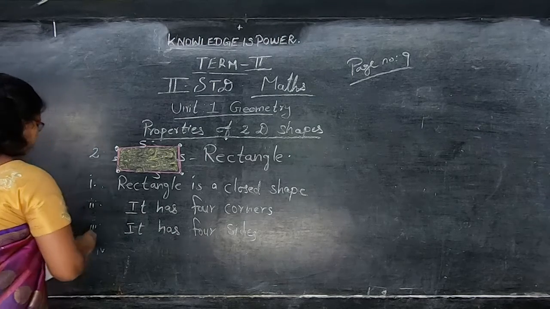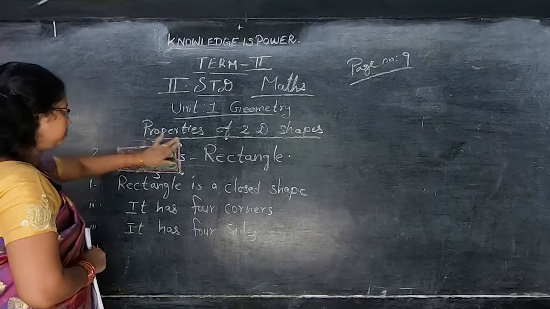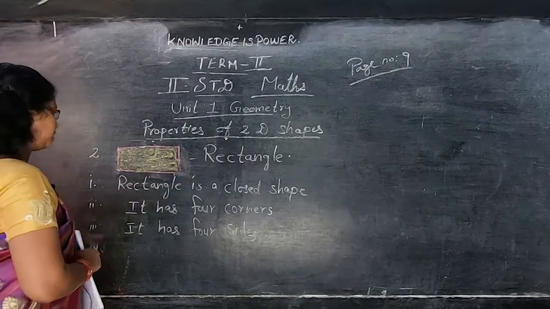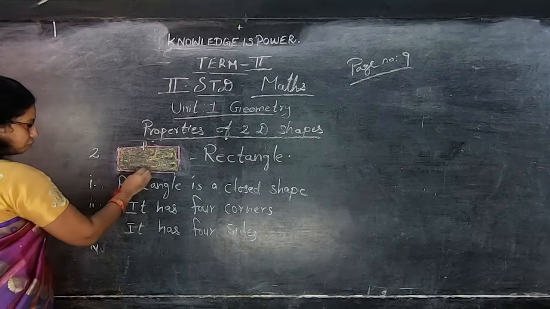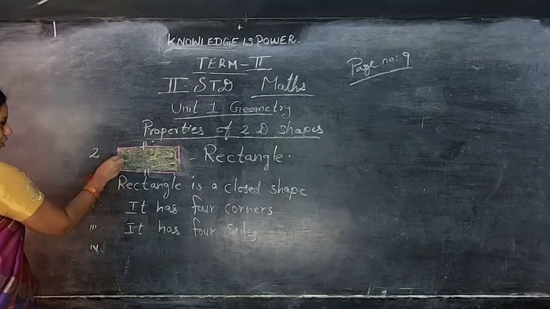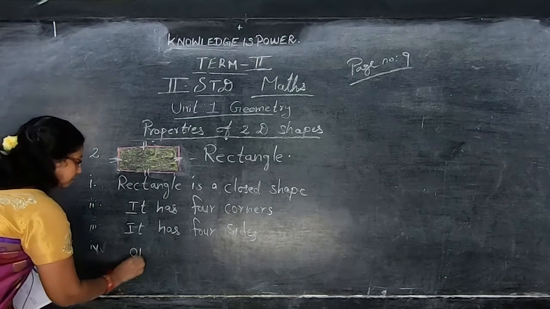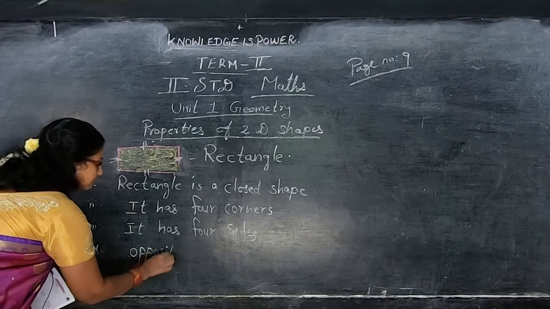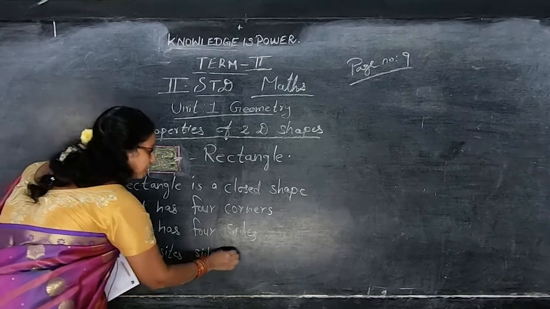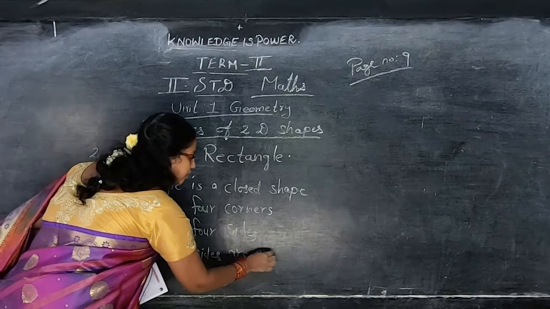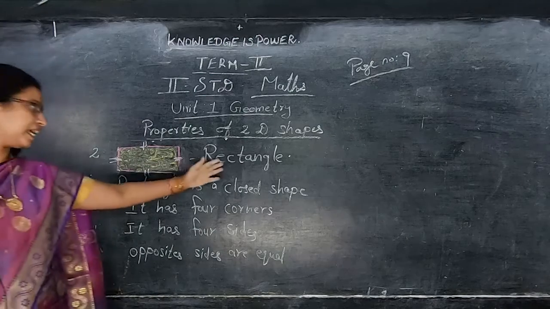Okay children, then point number 4. Just for your understanding I wrote here: opposite sides. See, this side is opposite to this one. This side is opposite to this one. Opposite sides are equal.